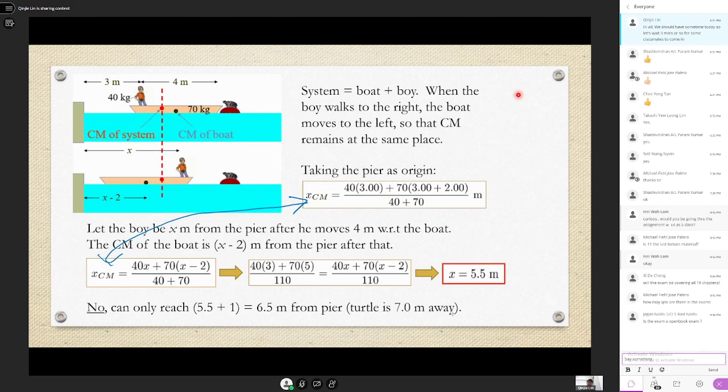Is the exam an open book exam? No, it's not open book. The formula sheet will be provided, but it's not open book. You'll be provided with that formula sheet for you all to use.